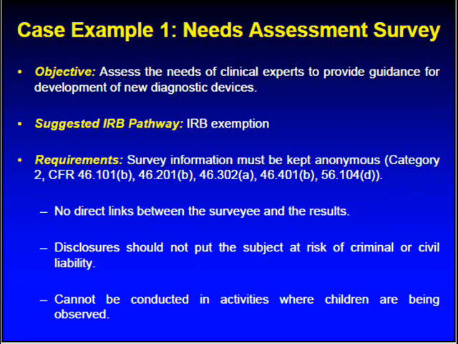Well, the suggested IRB pathway here is by exemption. The requirements, however, to go this route are based on these categories shown here, and you must ensure that there's no direct link between the surveyee and the results. We don't want these results to compromise not only the person's identity but their jobs and so forth. Disclosure should not put the subject at risk of criminal or civil liability. So that just reinforces what I just said. And we cannot conduct activities where children are being observed.